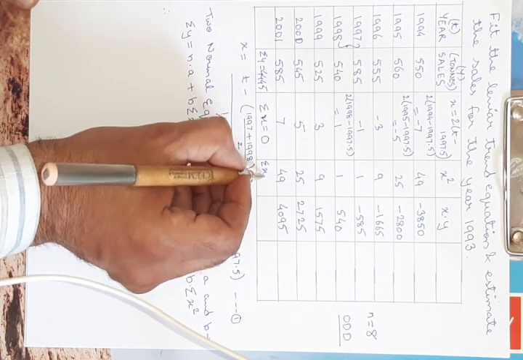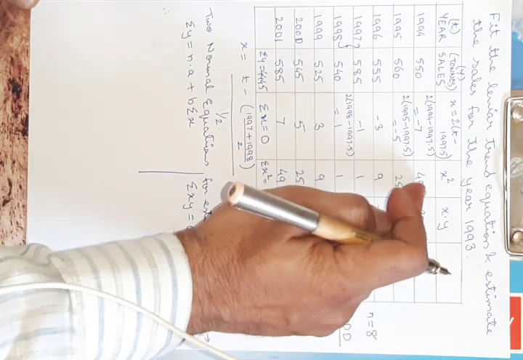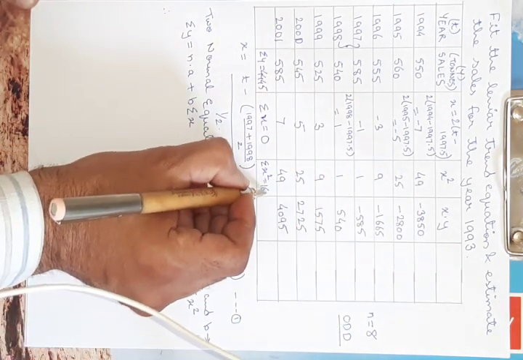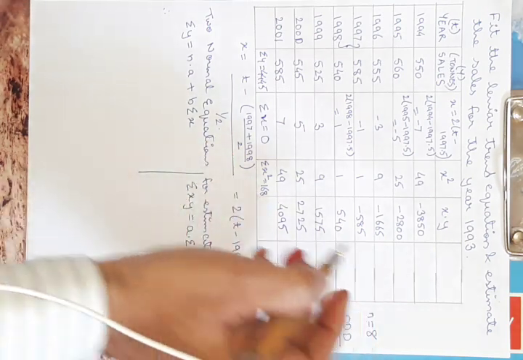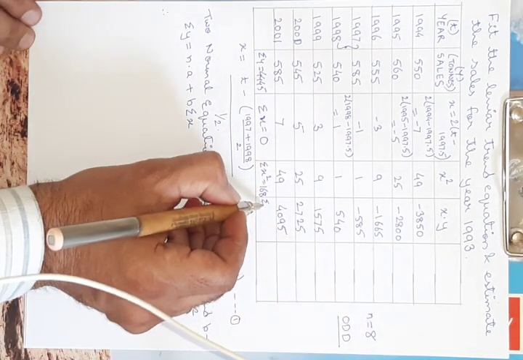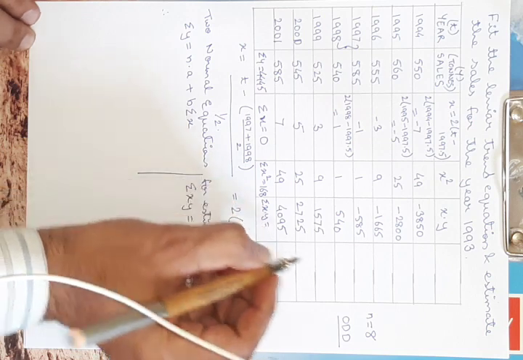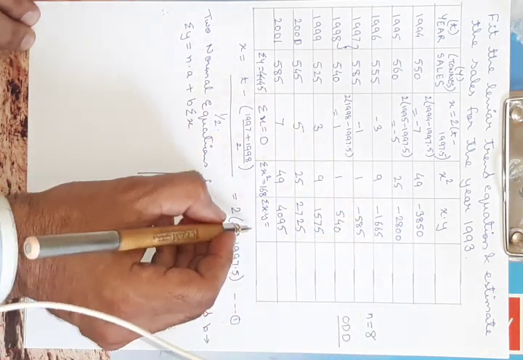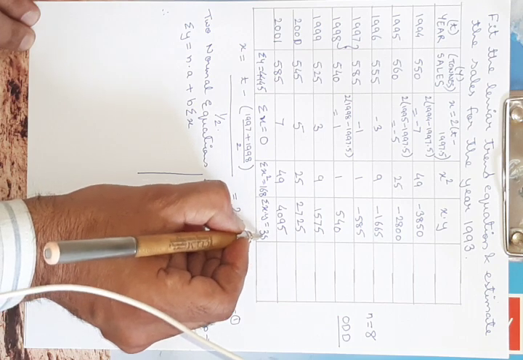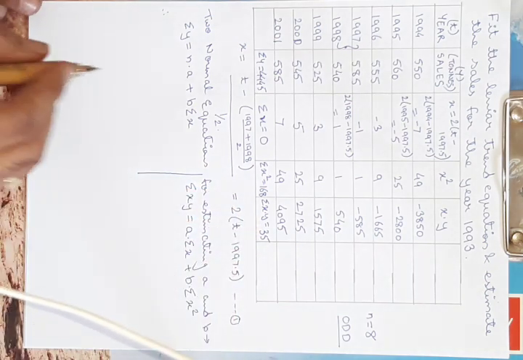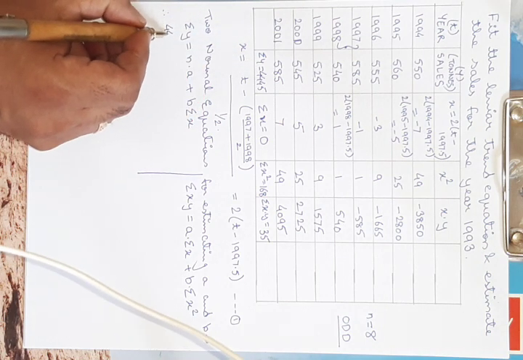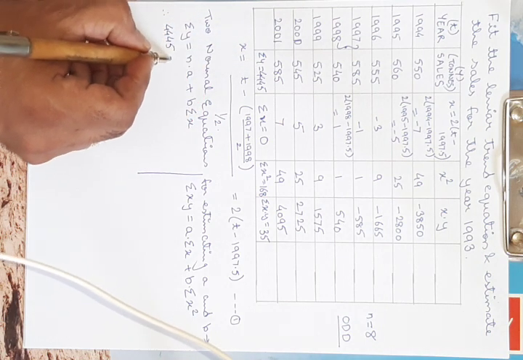Now next, summation of x square. The total of these squares comes out to be 168. And finally, summation of xy, summation of x into y. The addition of all these values comes out to be 35. So we have the value of summation of y, that is 4445, is equal to n.